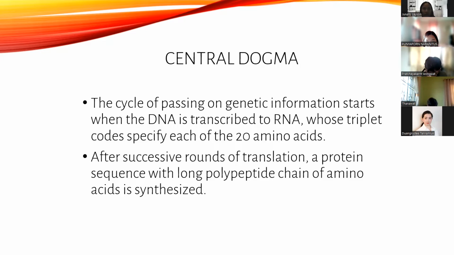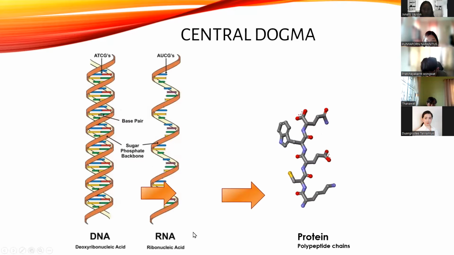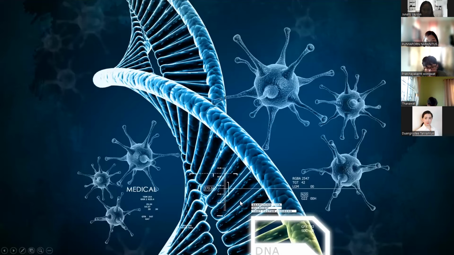So the central dogma, as already lectured in other classes, is the cycle of passing on genetic information when DNA is transcribed to RNA, and the triplet codon specifies each of the 20 amino acids. And then after translation, the protein sequence will be synthesized. So you have the DNA and RNA and then the protein.